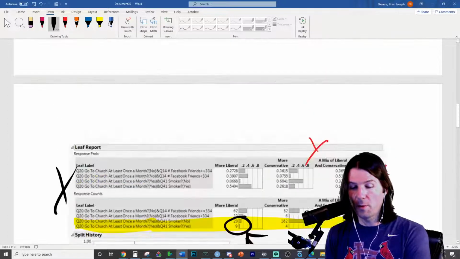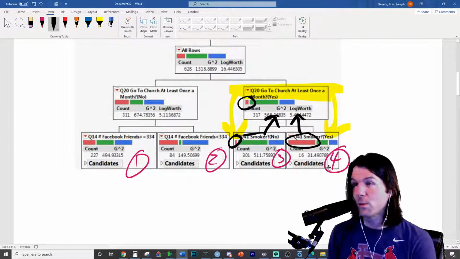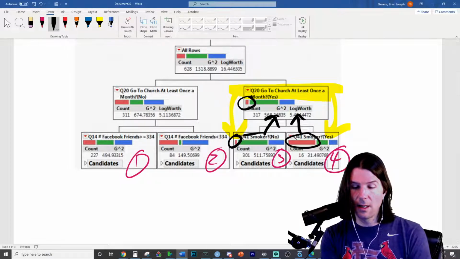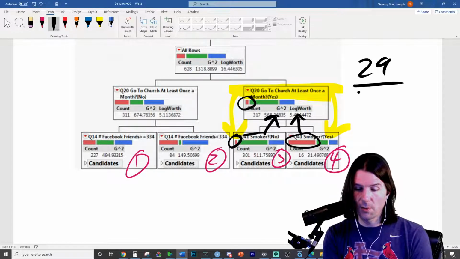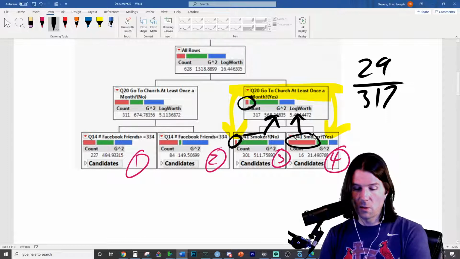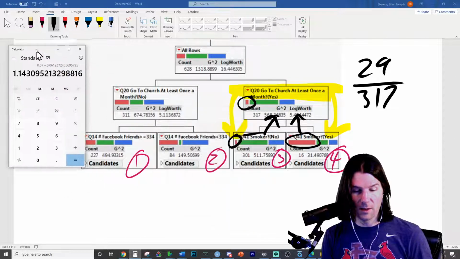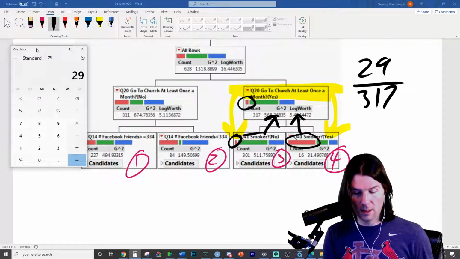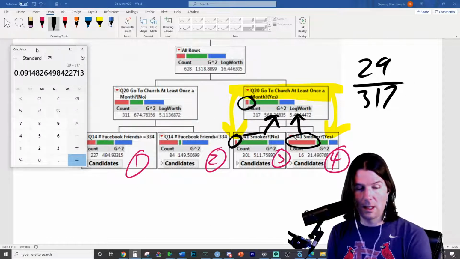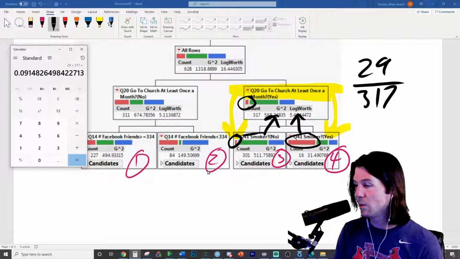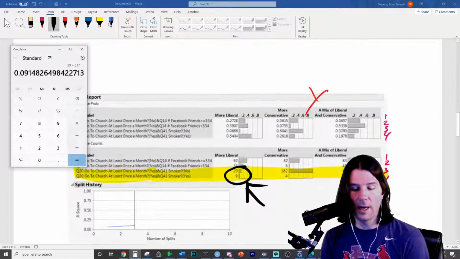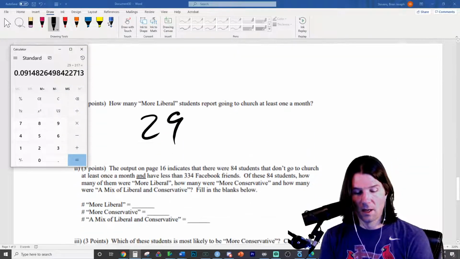Now, if it said what percent, we'd have to take 29 divided over 317. So we could get the percentage right here for this leaf by doing the following. Very good question right here. 29 over 317, and it's about 9.14%, or you could do it as a decimal. So that is how we would get the percent right there.